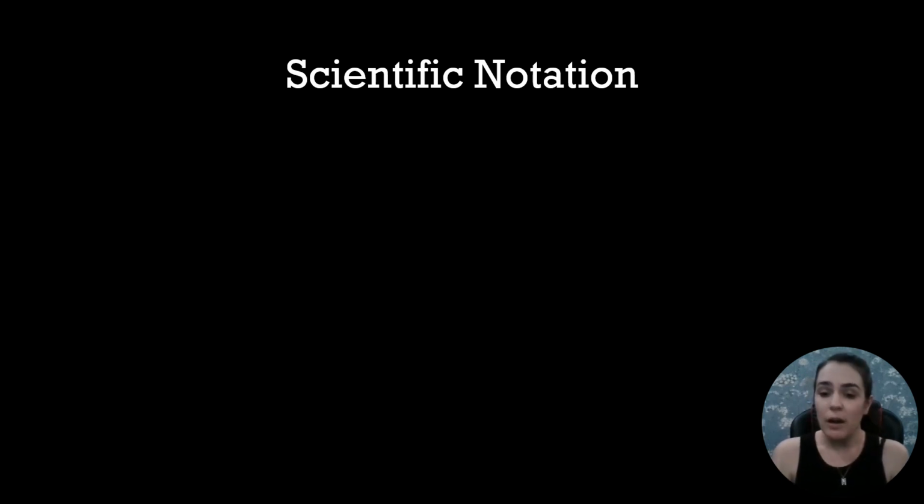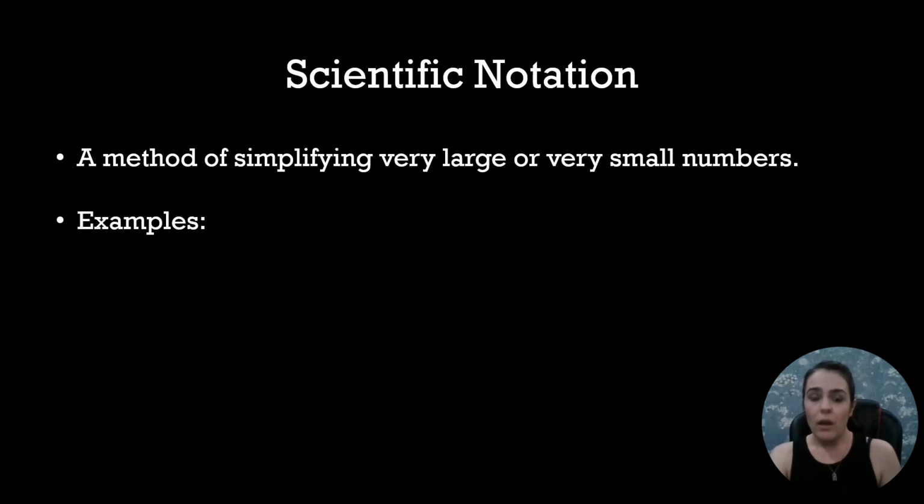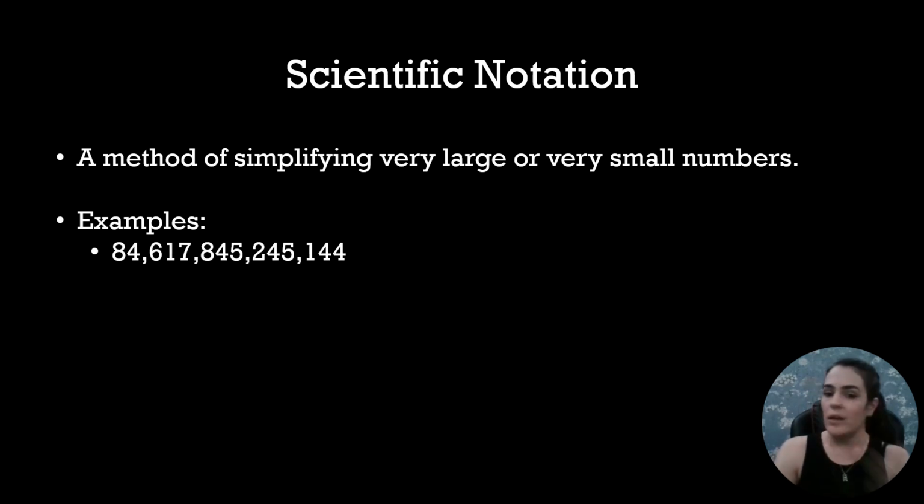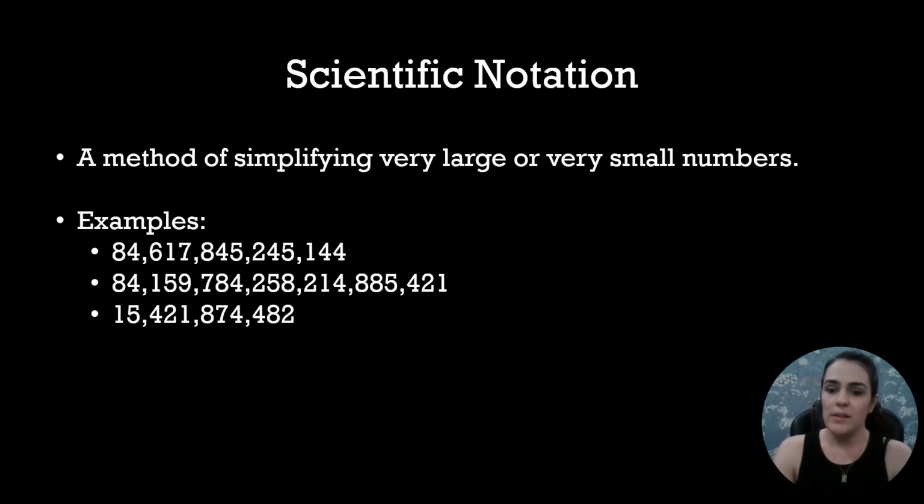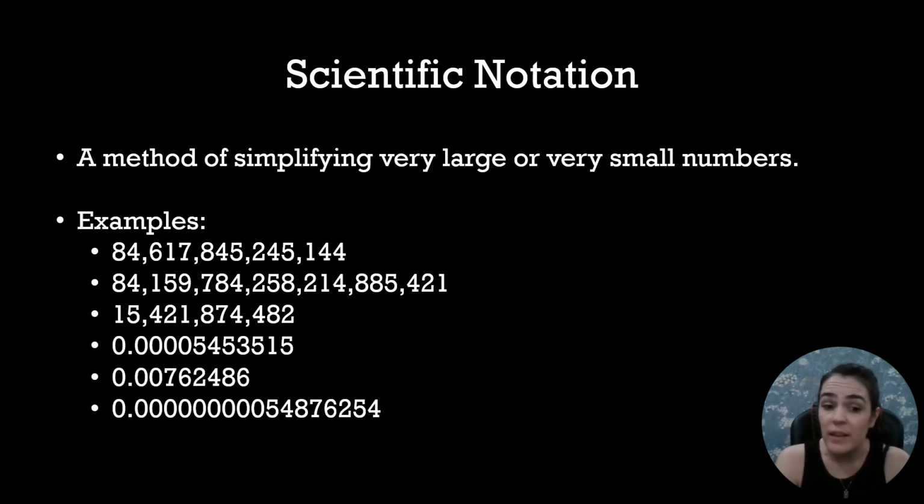Today's video is going to be on scientific notation. What is really important to understand is that scientific notation is going to help simplify really large numbers or really tiny numbers. Examples of these can be a number like this, very small numbers like these. And we're going to work through these to see how to make them go into scientific notation.